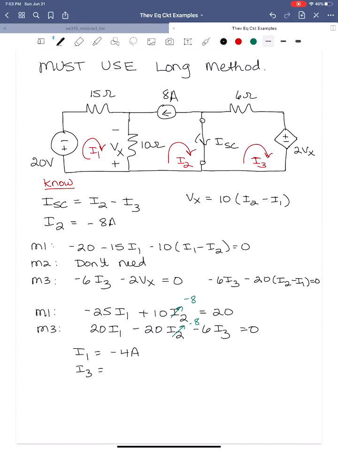Hold on a second. I3 is minus 13.33 amps.